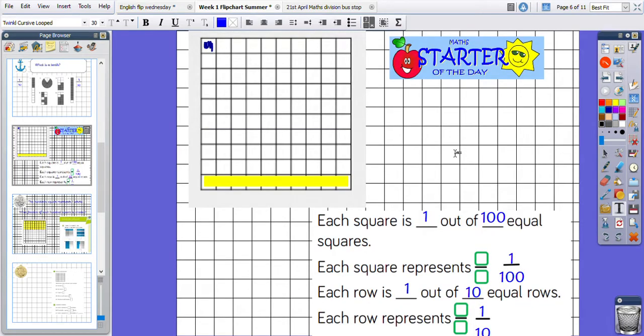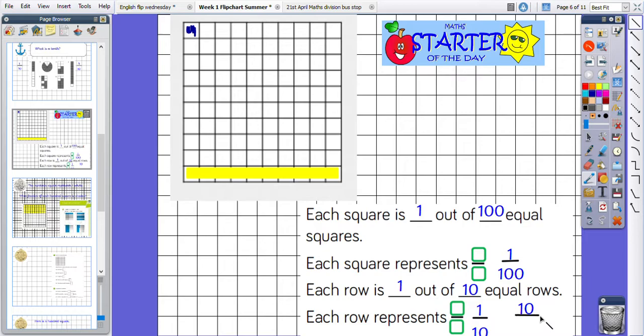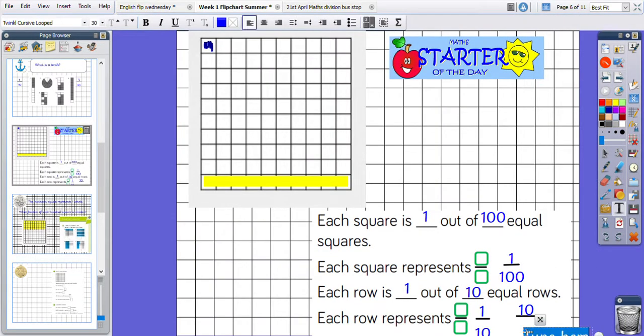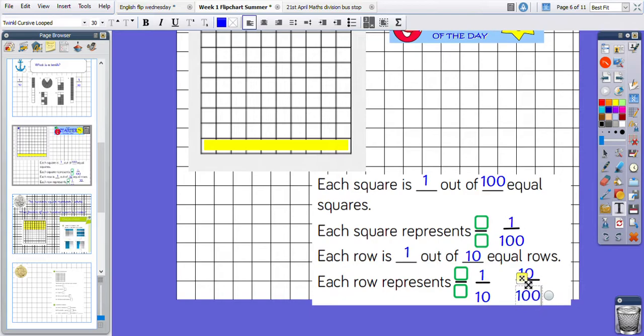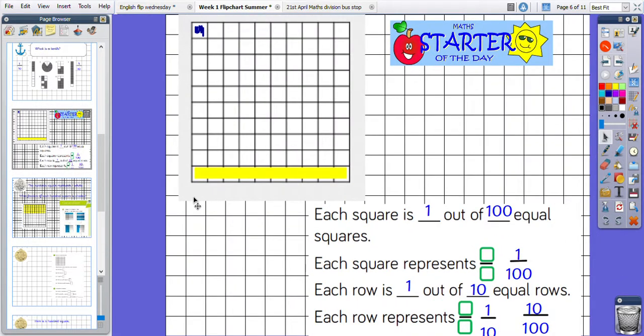However, there is an equivalent fraction that one row also represents, as well as being 1/10. Think about each equal box, each hundredth. How many hundredths have I shaded by this yellow box here? 1, 2, 3, 4, 5, 6, 7, 8, 9, 10. So it also represents 10 hundredths. Okay, you may need that in your Platinum Challenge today.